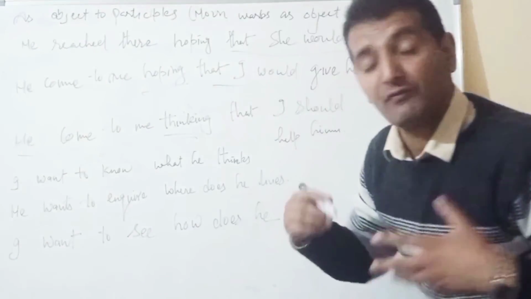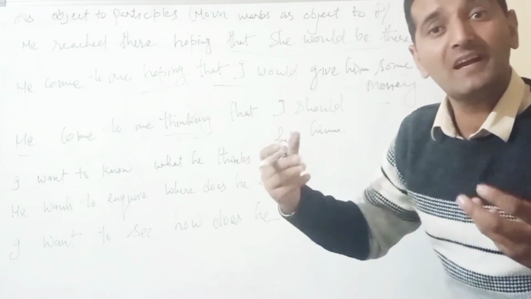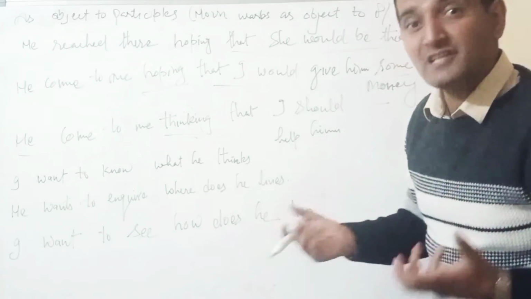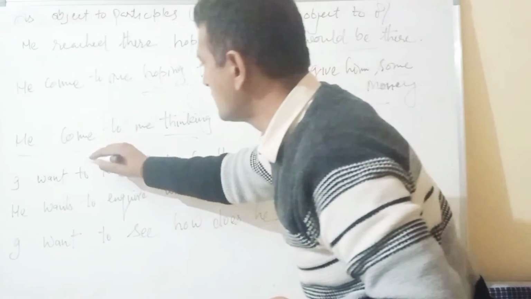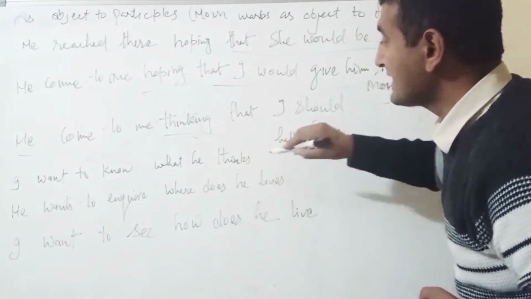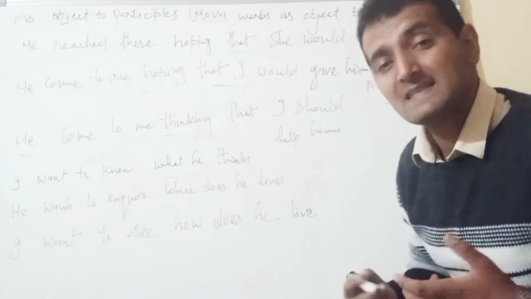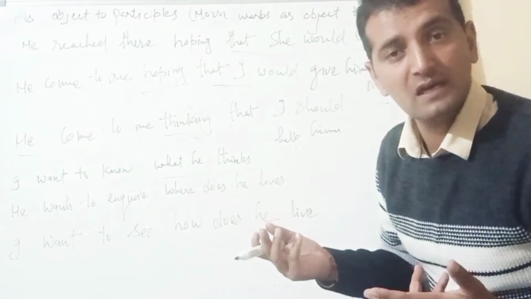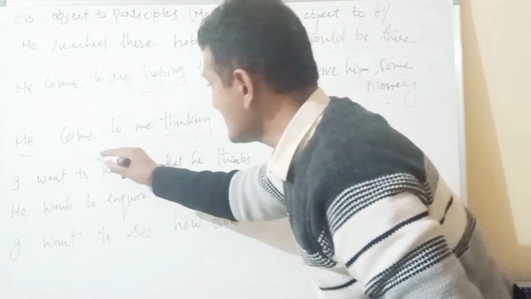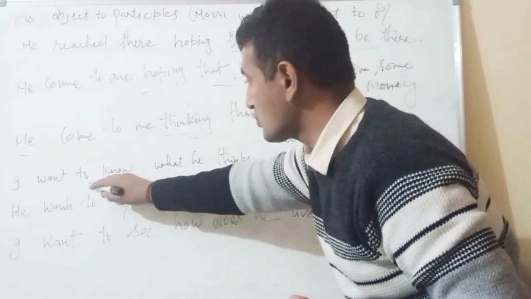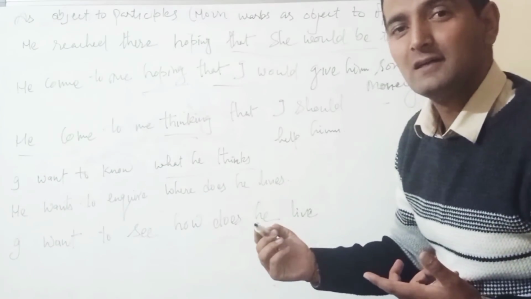This is the infinitive. To know, right? What he thinks. What he thinks is what? This is the noun clause, a subordinate clause. And here, this one is doing... To know is what?